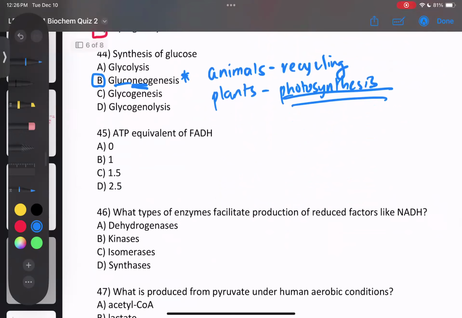ATP equivalent of FADH, I mean, it's FADH or FADH2. It's kind of the same thing, actually. So that would be 1.5. Pag 2.5, it's NADH.